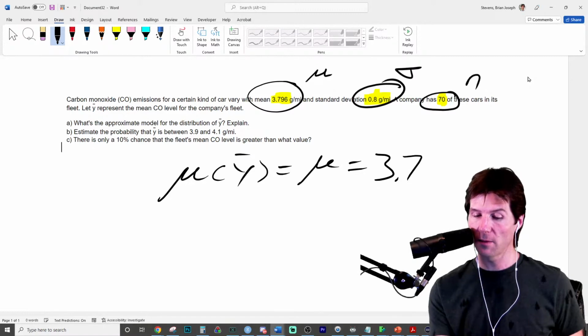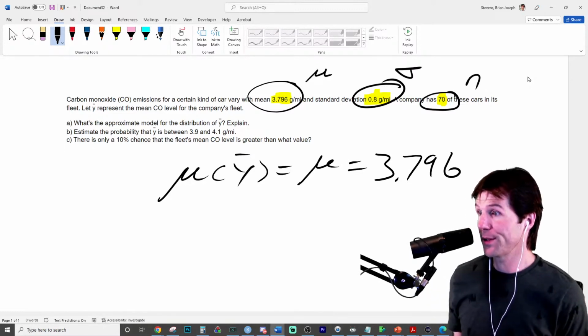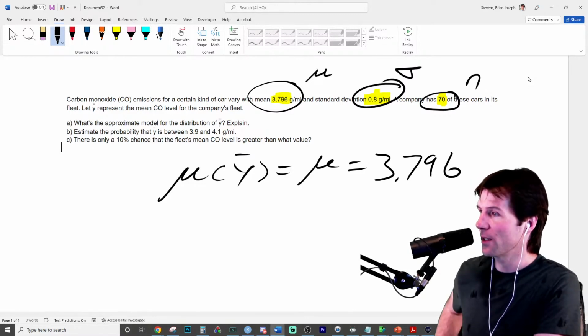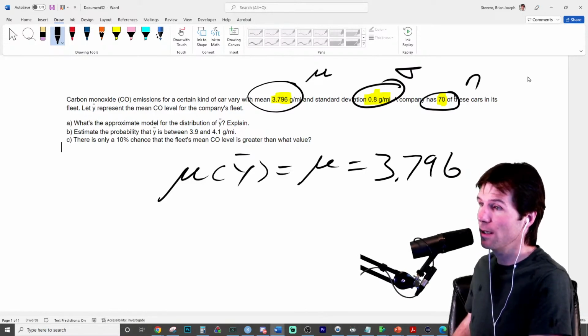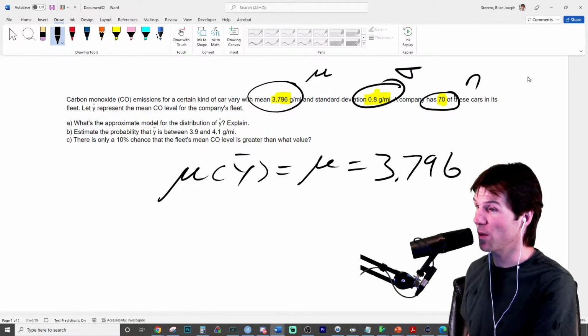If we expect on average for these cars to have this much carbon monoxide output, then what we should probably see on average for 70 cars is the same. It's like saying if I expect the average person to be 5'7", I talk to 70 people, I'd expect them to be on average 5'7". It's the expected mean for a sample.